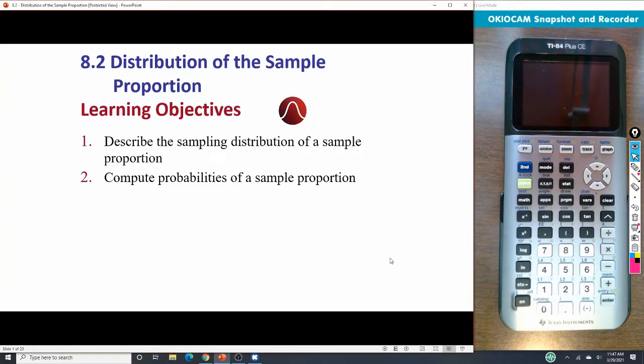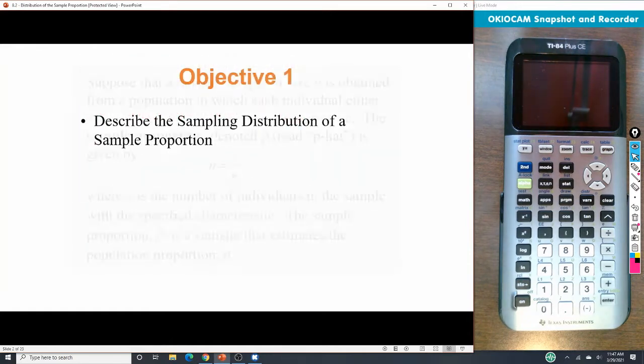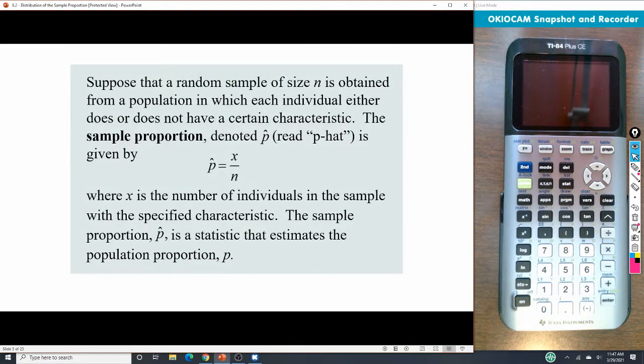8.2 distribution of the sample proportion. All right, so here we have a sample size n, and the sample proportion is denoted as p hat. A little house top on top of the p, we read that as hat. And that is given by x divided by n, where x is the number in our sample, and n is our sample size.